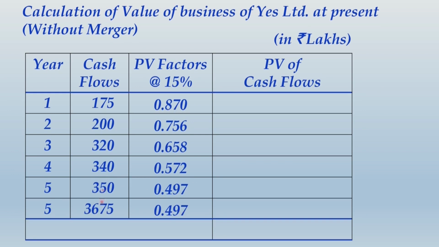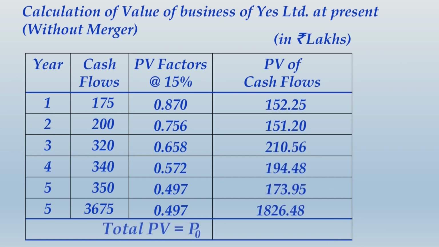Alternatively, you may add up the cash flows of 5th year along with this terminal value, but I would prefer keeping the calculations separate. And now PV of cash flows will simply be the cash flows multiplied by PV factors, and when you take the total, you get the value of business of Yes Limited without merger. So friends, take note of all these calculations and then we shall move ahead.